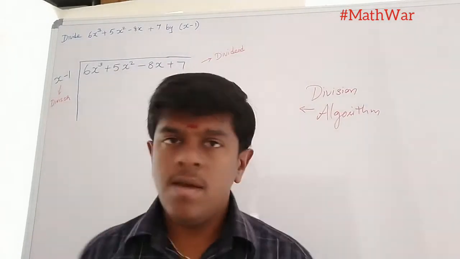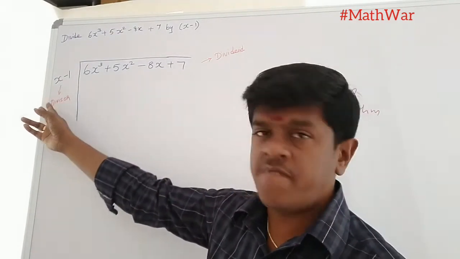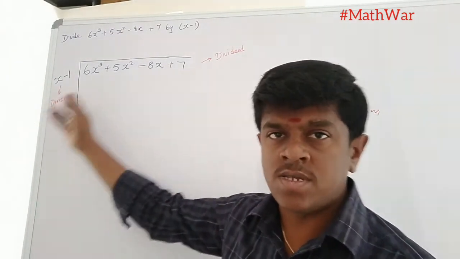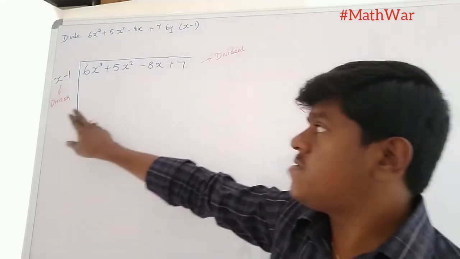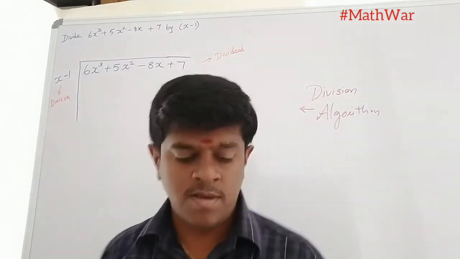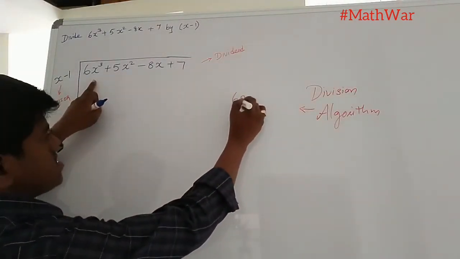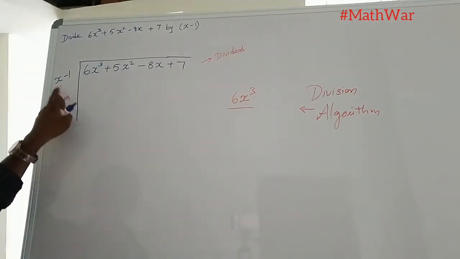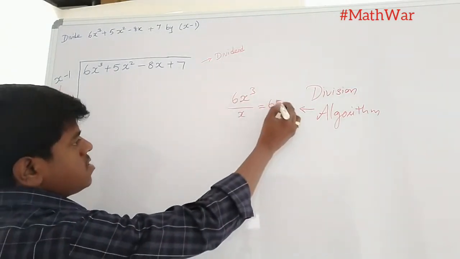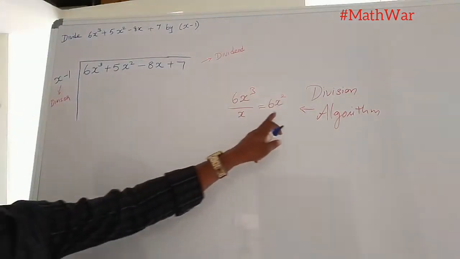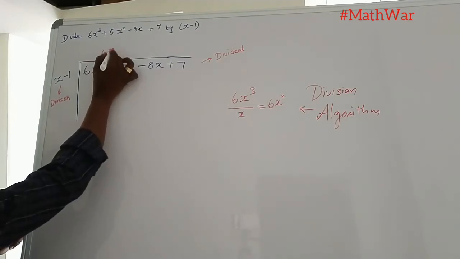Now you can see this expression is said to be the dividend, and what we are going to divide by is the divisor. Already you know this. So here we should take the first term of the dividend and divide it by the first term in the divisor. That is the process. So the first term in the dividend is 6x cube and the first term in the divisor is x. We should divide that, and the final answer we got is 6x square. This 6x square we should write in the quotient place.